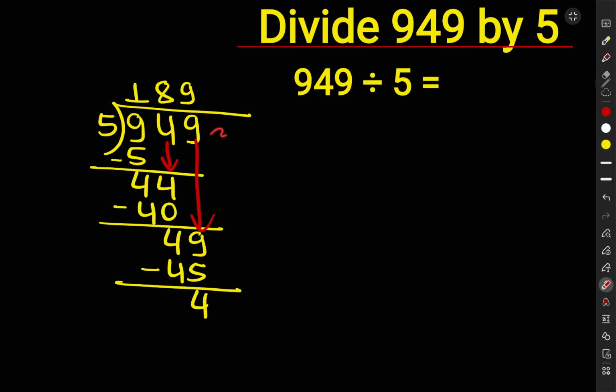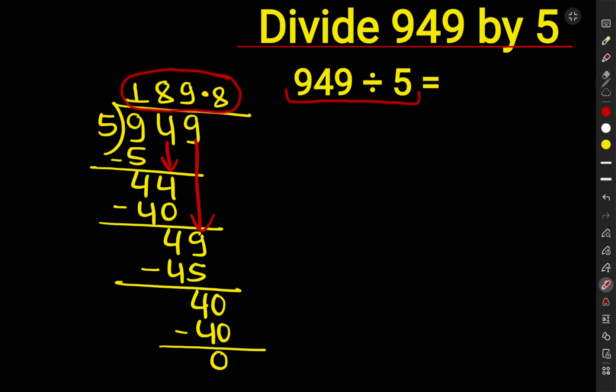So now we have no other number to put down. So we take here a decimal, so that we put 0. So it is 40 and 5 times 8 is 40. On subtracting we get 0. So 949 divided by 5 is 189 decimal 8.